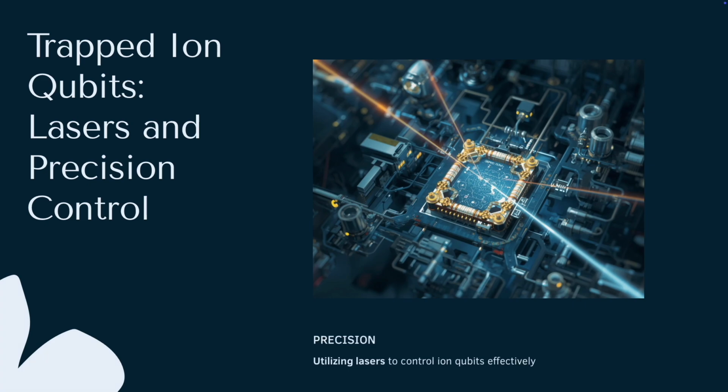Another amazing type is the trapped ion qubit. Here, individual ions, basically charged atoms, are suspended in electric fields and manipulated using lasers. Each laser pulse changes the state of the ion, which acts as a qubit. These are extremely precise and stable, but the downside is that it's hard to scale them up to large numbers. Imagine trying to control hundreds of individual atoms at once.